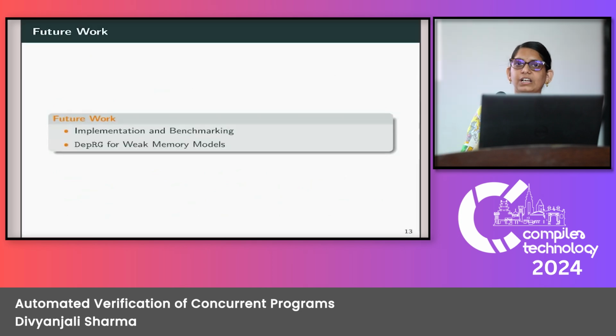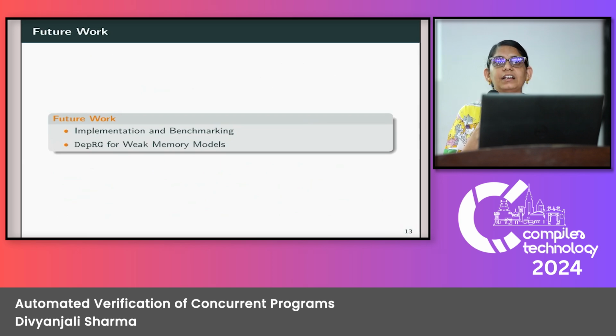In future, we are actually working on both of these. I am implementing this technique, and the implementation is almost finished. I am doing benchmarking. The second part is extending this particular technique for weak memory models. The idea for weak memory models is already there.